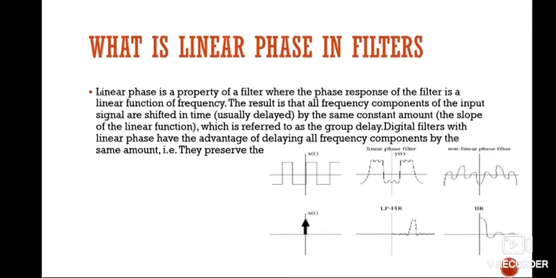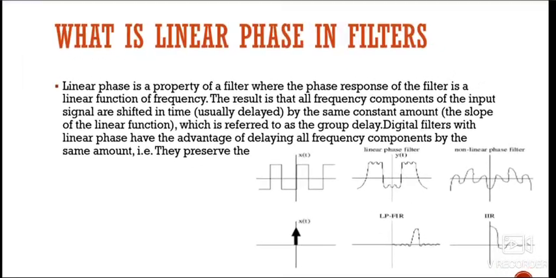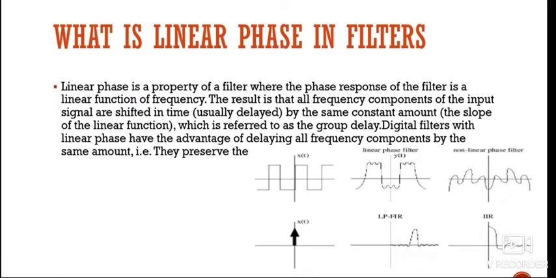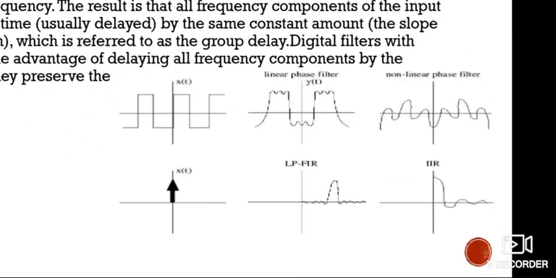What is linear phase in a filter? Linear phase is a property of a filter where the phase response of the filter is a linear function of frequency. The result is that all frequency components of the input signal are shifted in time, usually delayed by the same constant amount. The slope of the linear function is referred to as the group delay. Digital filters with linear phase have the advantage of delaying all frequency components by the same amount. They preserve.